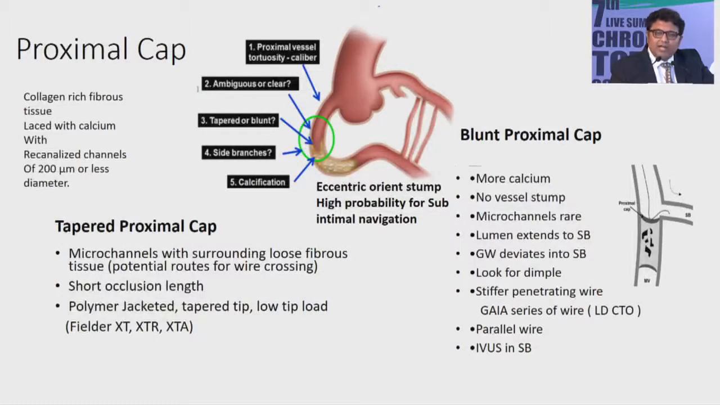Whereas a blunt proximal cap has more calcium, no stump, and microchannels are rare. The lumen extends to the side branch, and the guidewire gets deflected to the side branch. As we know, dimples are very, very lucky on the face. So also a dimple in the stump occlusion can be lucky for us to penetrate. Stiffer wires like the Gaia series will be helpful. Parallel wire and IVUS in the side branch can help to puncture. Look out also for an eccentric stump, which has a high probability of subintimal navigation.